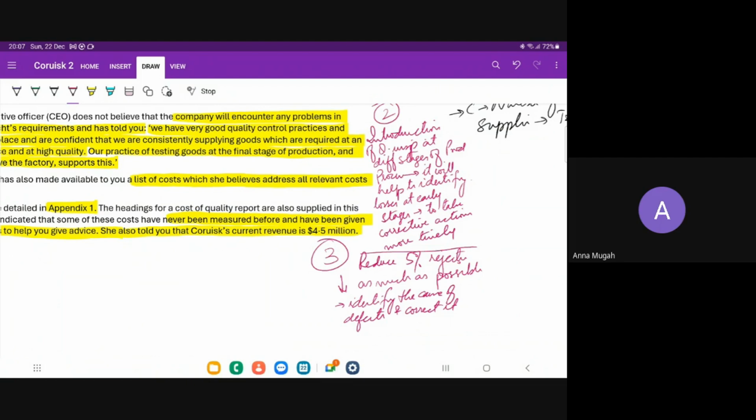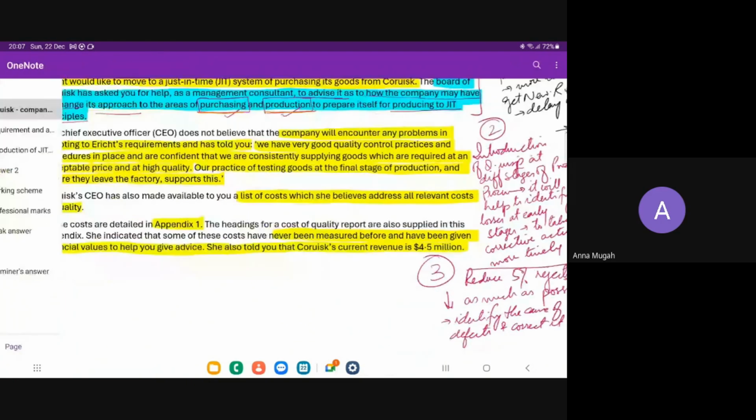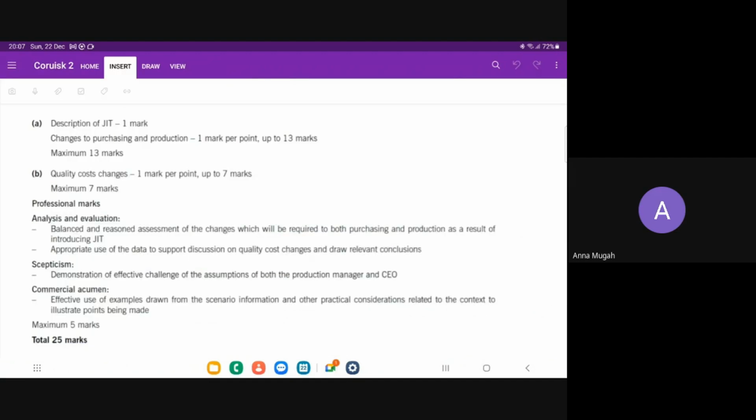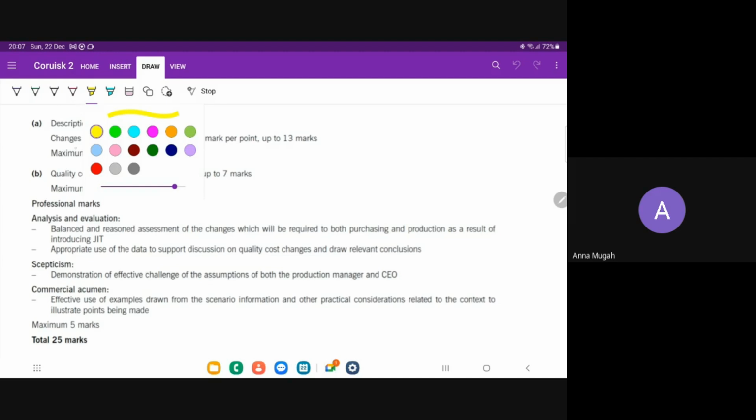Because if you write and delete and rewrite and then delete and then cut, copy, paste, it's going to take a lot of time. Right? So that's basically how we can construct the answer. Now let's see the marking scheme of this before moving to the next part. The question itself is saying that you have to start from the introduction.